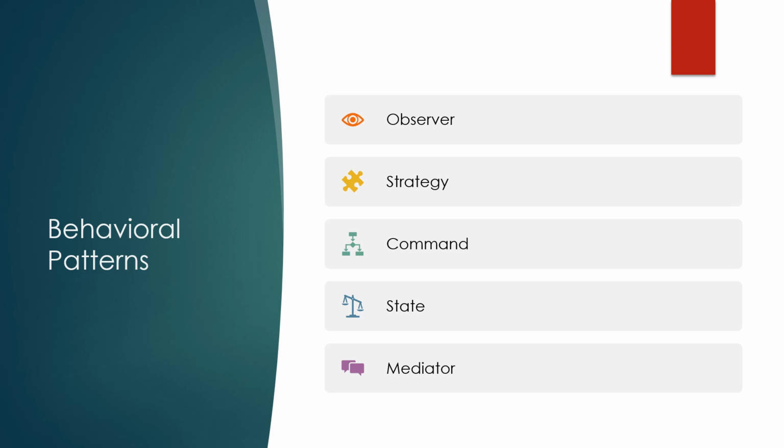Strategy. Description. Defines a family of algorithms, encapsulates each one, and makes them interchangeable to let clients vary the algorithm independently. Guidelines. Define a common interface for all strategies. Implement different strategies in separate classes and pass them to the client object, which uses the selected strategy.